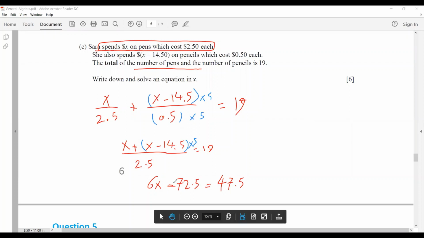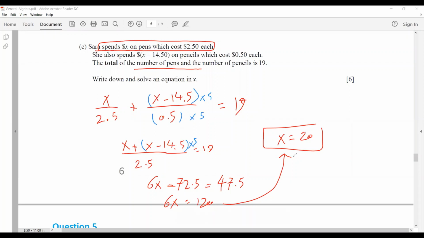Okay, and then it leads to 6x equals 72.5 plus 47.5, that is 120. Therefore, x is 20, right? So that takes care of it. That carries 6 marks. Write down and solve an equation in x. So the first part is important. It carries marks, and then solving it also carries marks as well. All right, let's move on to the next question.